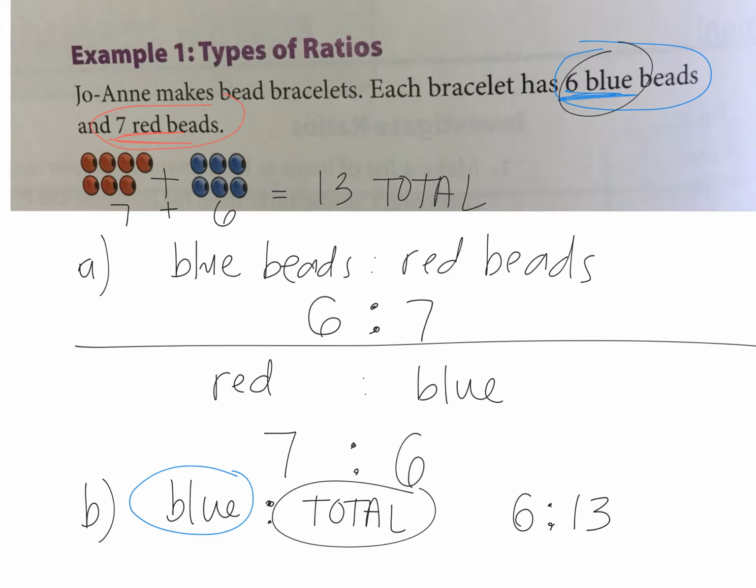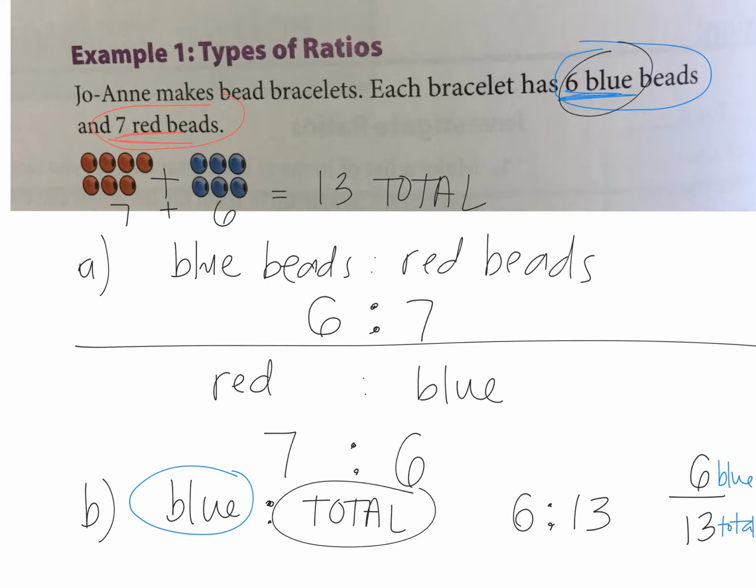Yeah. So we can also write a ratio as a fraction. I can write this as 6 over 13. And I know the comparison is blue beads to total. Can someone tell me the ratio as a fraction of total beads to red beads? What would that be as a fraction?